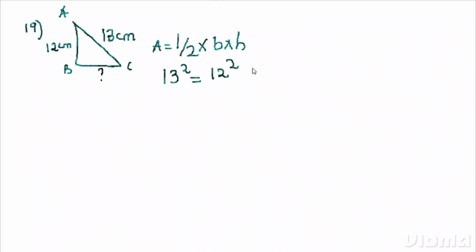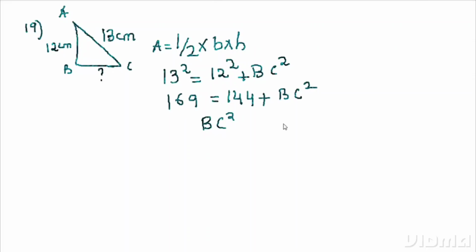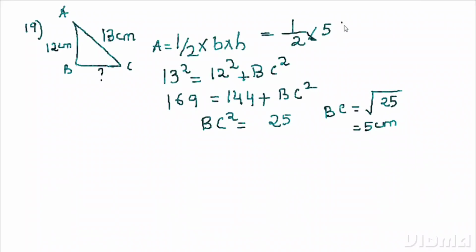But using that hypotenuse, I can find the base. So let's substitute the Pythagoras theorem. So that is hypotenuse square is equal to perpendicular square plus base square. So when I substitute, I will get BC square is going to be 169 minus 144, that is giving me 25, and then BC will be under root of 25, which is 5 centimeter. So now I have found out the base. Now it's simple. I can just substitute. So half into base is 5 multiplied by height, which is 12. So when I cancel this, I get the area as 30 centimeter square. So this was the 19th question. These 8 triangle questions are very simple. Let's move on to the 20th question.